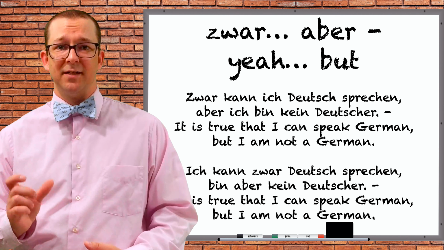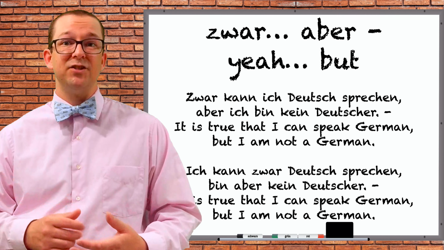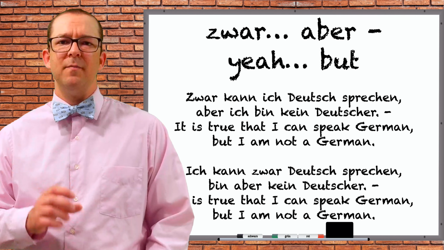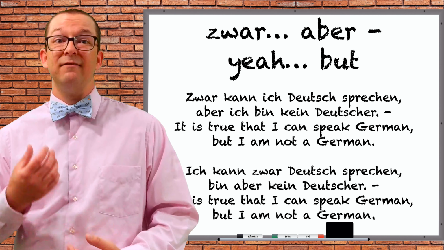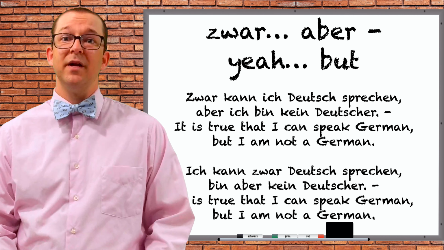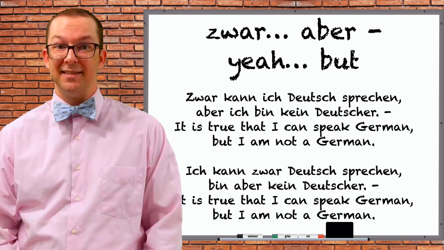If you start a sentence with zwar, you are drawing attention to the "it's true" part of the sentence. If you move zwar, it could be better translated in English by adding vocal emphasis on the helping word. Sometimes this is a form of being, but it can also be a modal verb, like in these examples.